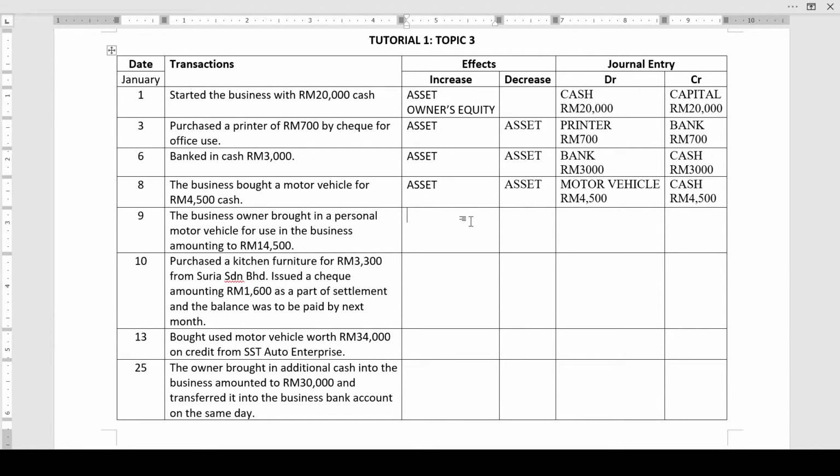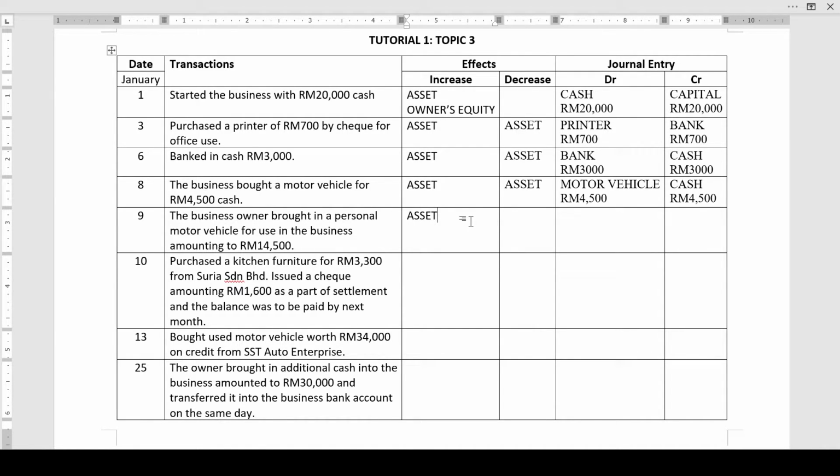Which item in the accounting equation will be affected by this transaction? The asset account. Why the asset account? Because now the business owns a motor vehicle, so asset increases. In what way did we get this asset? Did we pay, as in the previous transaction? No, we received it from the owner.